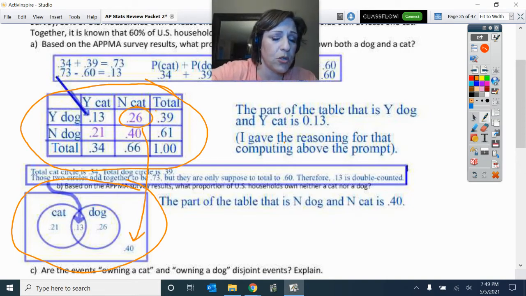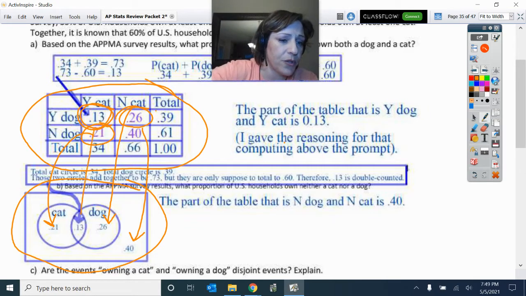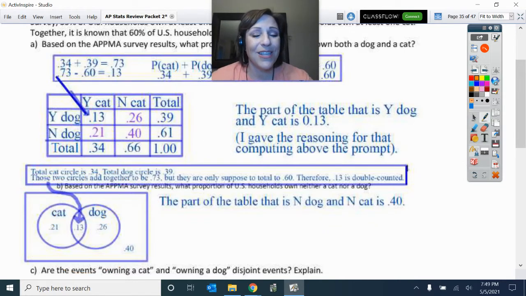Okay, so you can see this 40% corresponds there. Here is the ones that have a dog but no cat. That's right there. Okay, and then here are the ones that have a cat but no dog. That's right there. And then, of course, here's the ones that have both. All right, so see, whatever works for you, whichever is your best way to visualize that.